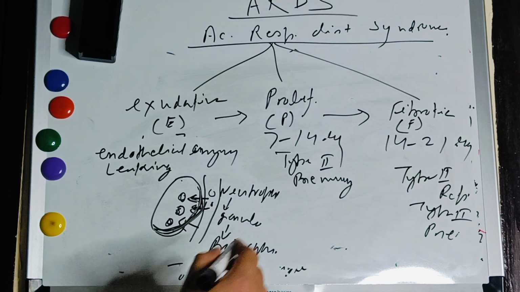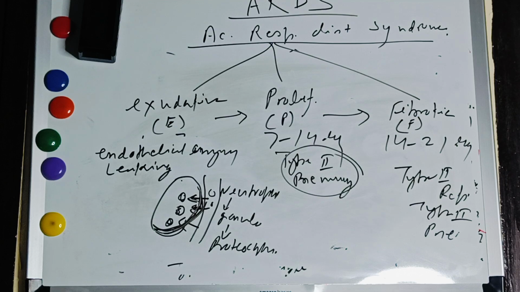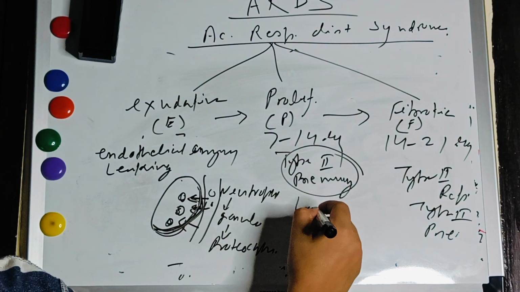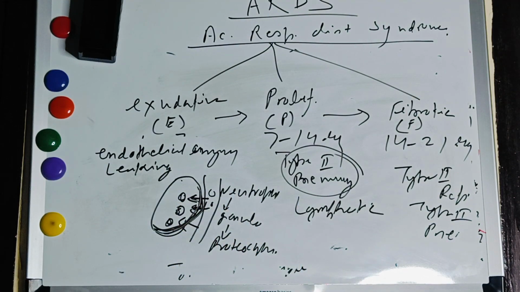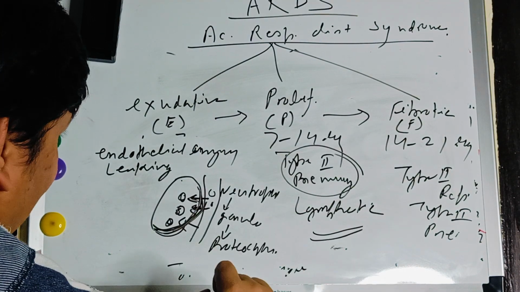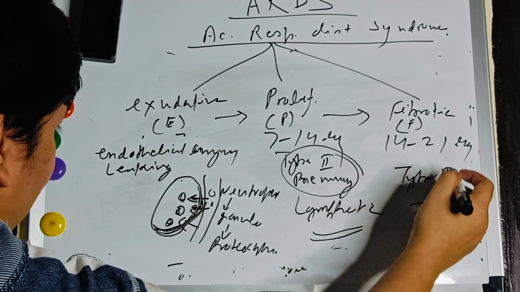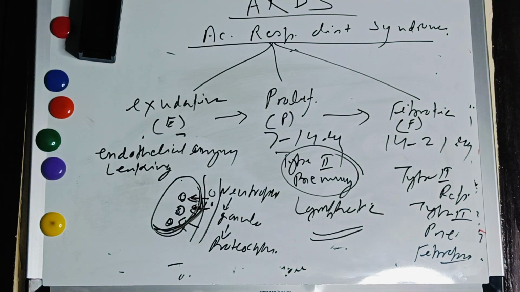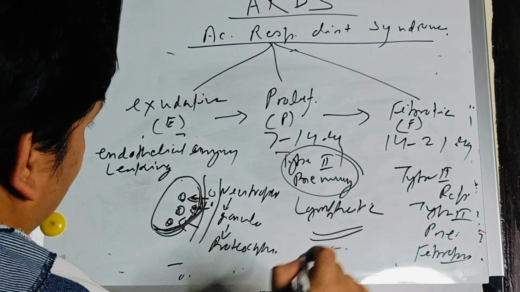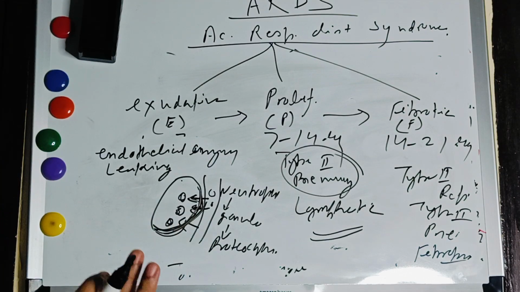Where there is type 2 cells' proliferation, and lymphatic drainage gets started resolving. So whole pathology is going towards the resolution, and the alveolar capillary membrane is getting repaired. Finally, in the fibrotic phase, fibroblasts will increase, and because of them the fibrosis is going to happen in future. So fibroblast proliferation will lead to increased fibrosis. So these are the basic idea about pathophysiology.